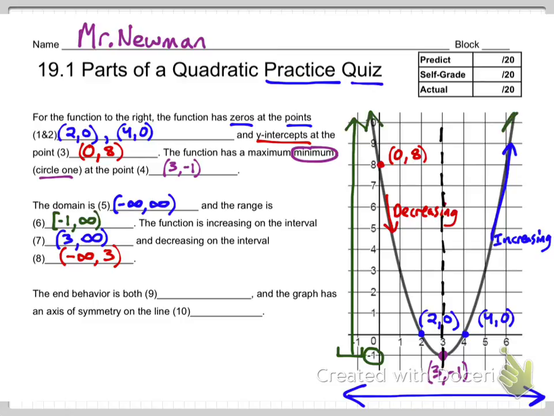The end behavior is both positive because the parabola is going up at both ends. And the graph has an axis of symmetry on this line right here. The dotted black line I made in the middle, notice it goes through where x is 3. So x equals 3 is the equation for the line. Notice that the lines of symmetry are always x equals because they're always vertical lines, and that is how you write a vertical line. X equals some number.